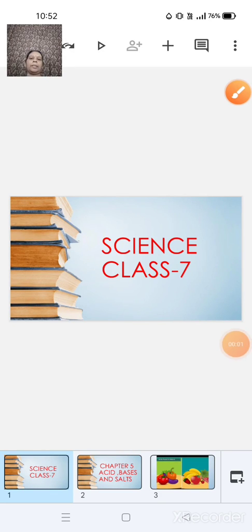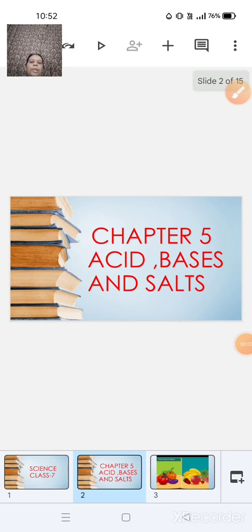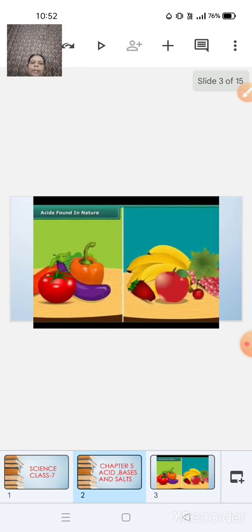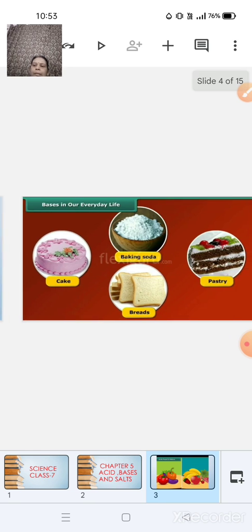Children, this is our science period. We are starting with a new chapter 5, Acids, Bases and Salts. Children, as you know, we eat different types of food, and the food that we eat tastes different. Some of the food we eat may be salty, sweet, sour or bitter. So children, why do you think different foods have different tastes?